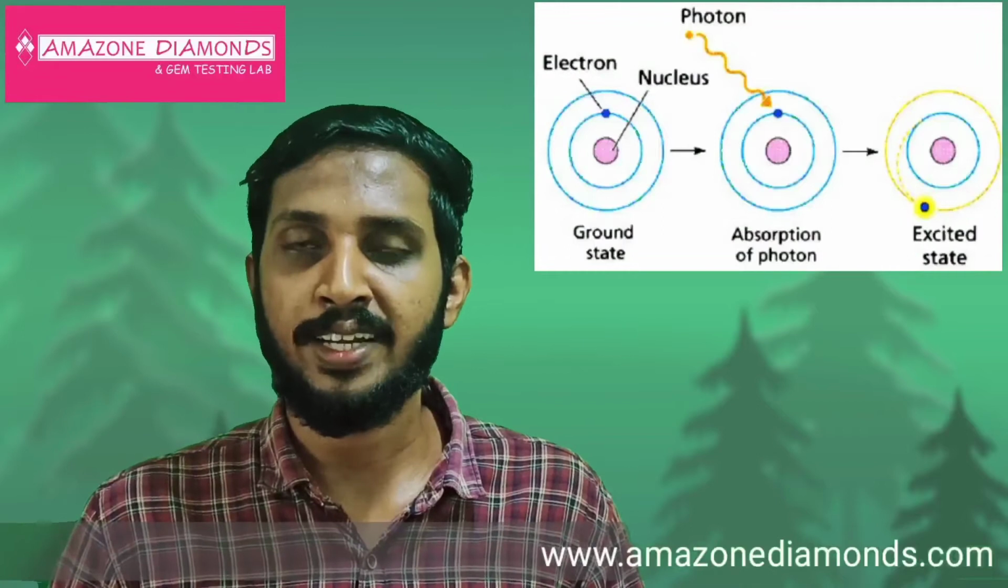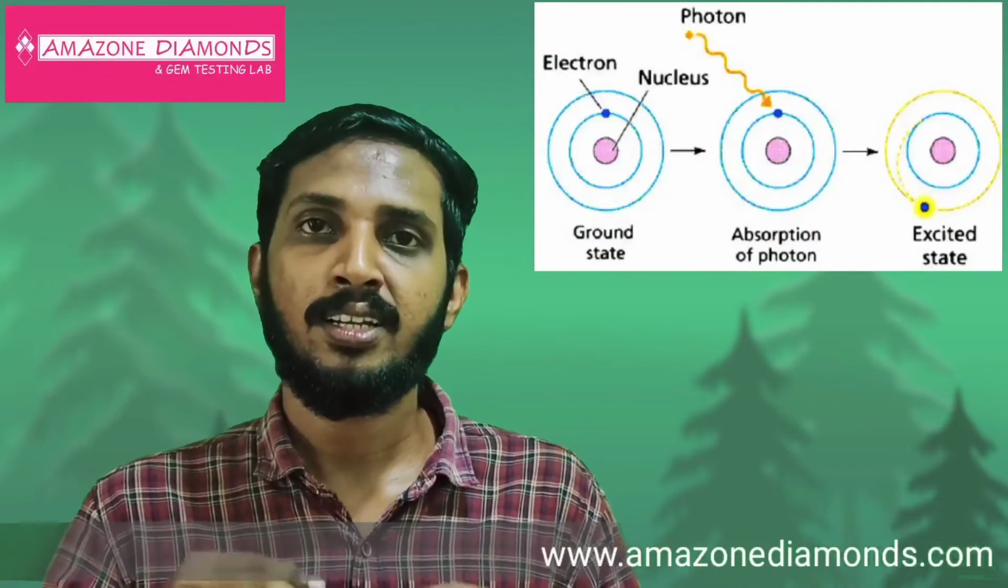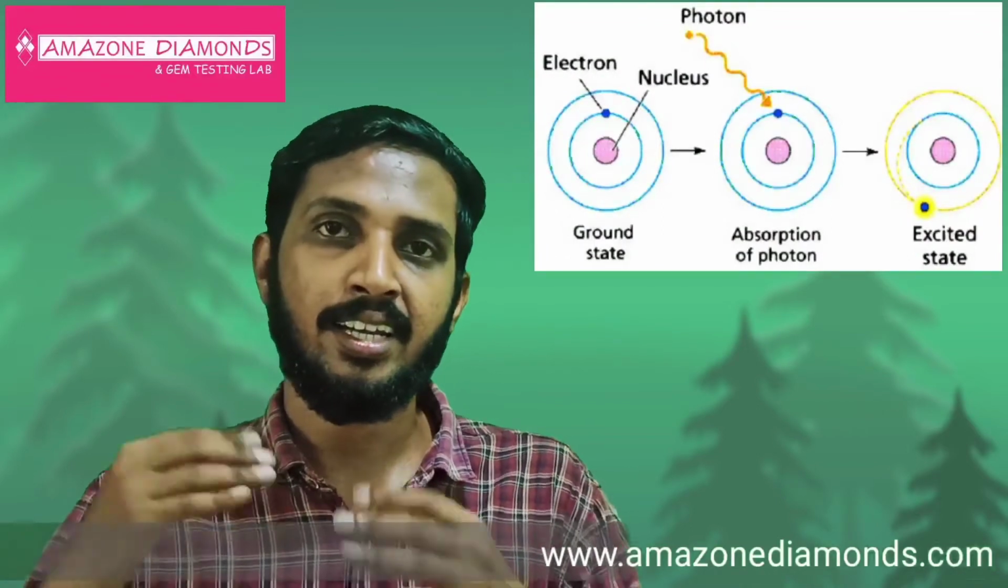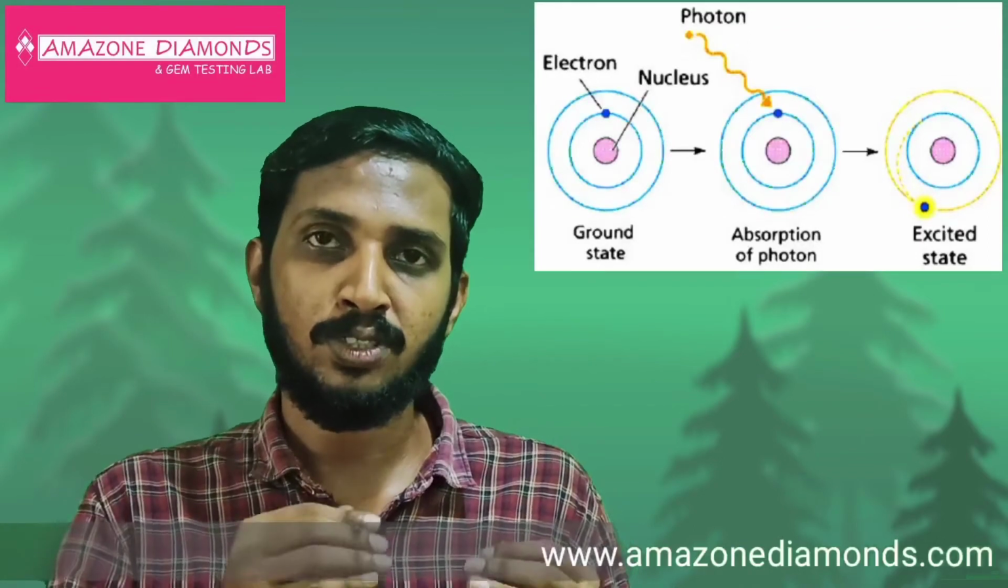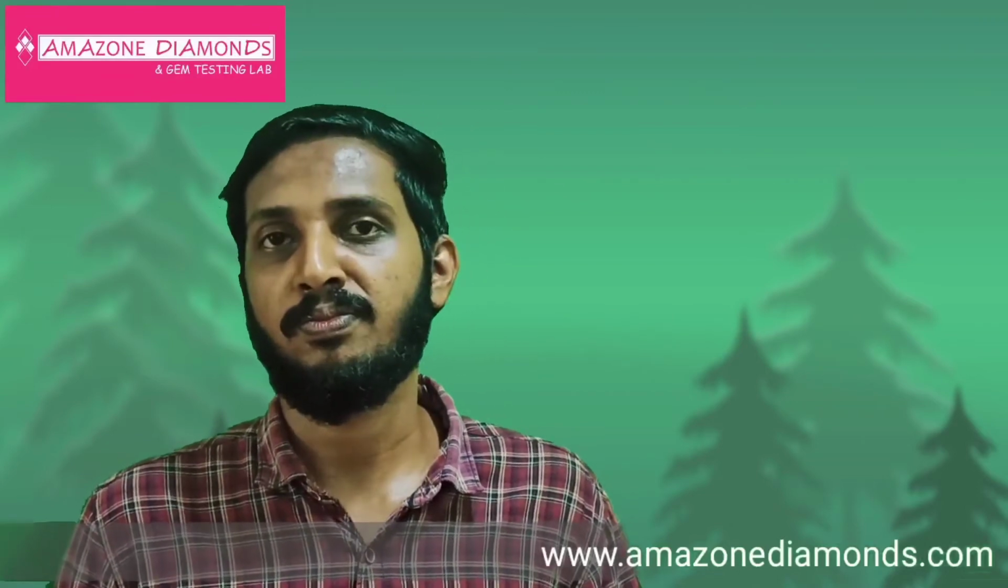When these unpaired electrons receive some wavelength or energy from the white light, they go to higher energy states because of the absorption of certain wavelengths, shifting electrons from lower energy states to higher energy states. Some colors are exhibited by the gemstone. The color of the transmitted wavelength is what we see as the color of that gemstone.